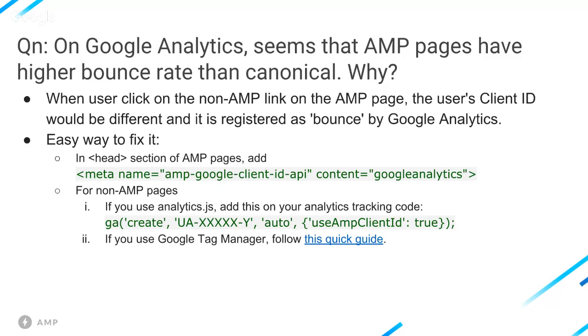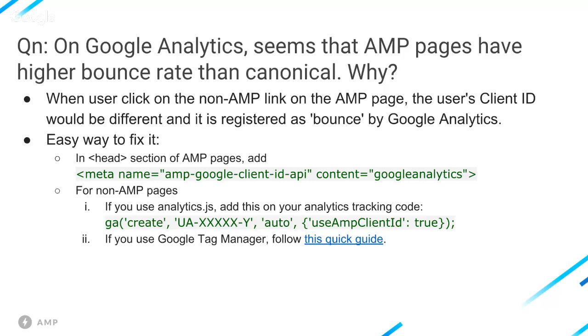And also have a question. On Google Analytics, it seems that AMP pages have a higher bounce rate than canonical. Why? So let me explain a little bit. When users go to Google search and they land on your AMP pages, they read, they like your content, and they want to read more, so they click somewhere on your AMP pages, but they get redirected to your non-AMP pages, which is your regular site. The user's client ID would be different, and it is registered as a bounce by Google Analytics. But you can fix it easily.